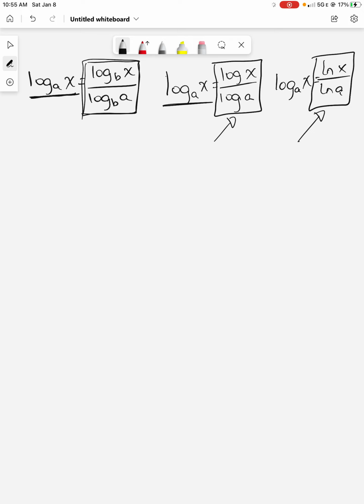So if you have a graphing calculator or a graphing utility or online calculator, a lot of them will be able to calculate logarithms with any base. But if you have a simpler calculator with not as many functions, then you would have to convert it to base 10 or natural log in order to be able to evaluate it.